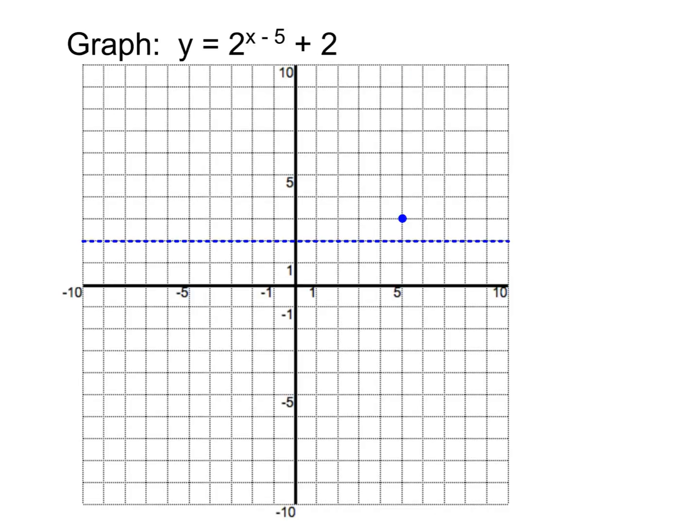What? Because if I plug in 5, 5 minus 5 is 0. 5 is the new 0. Generally speaking, when you're going left and right, it's just the opposite. So minus goes right, plus goes left.